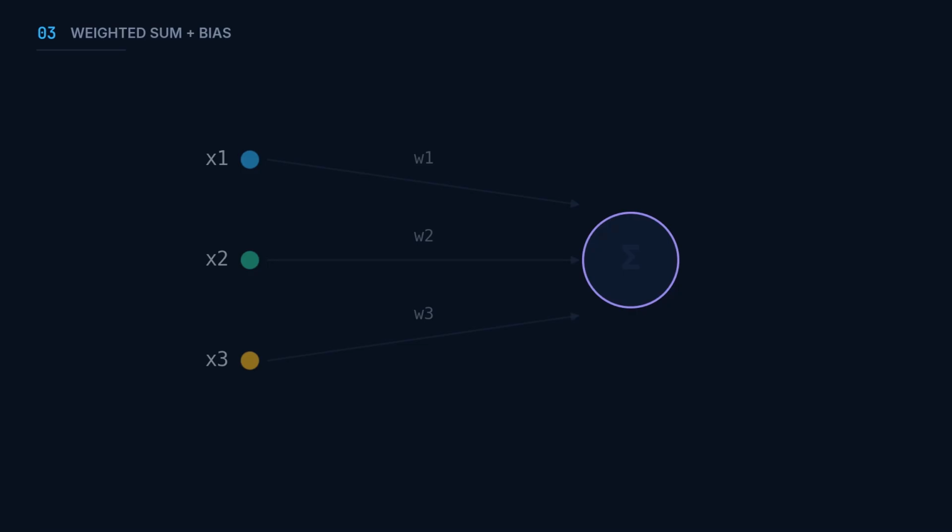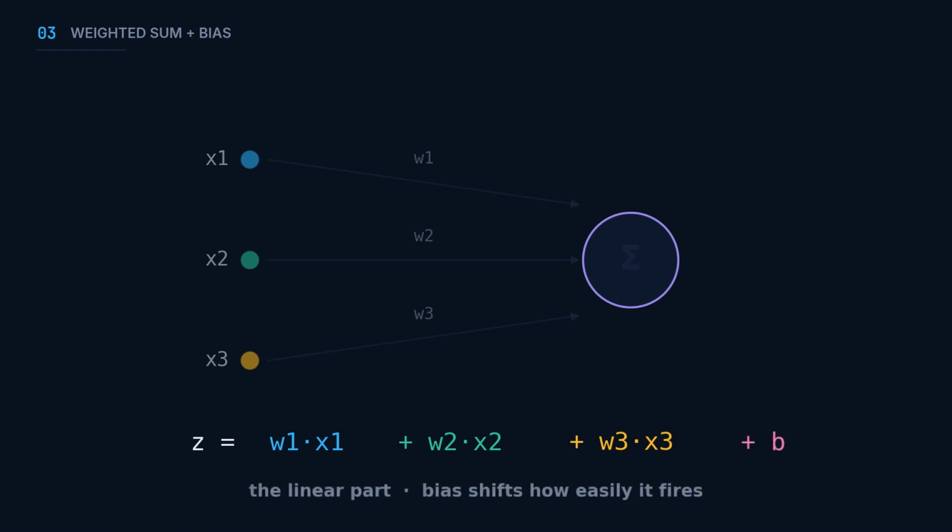The neuron adds up all of those weighted inputs into a single number. Then it adds one more value, the bias, a constant that shifts the result up or down, setting how easily the neuron fires. That's the whole linear part. Z equals the sum of weight times input plus the bias.